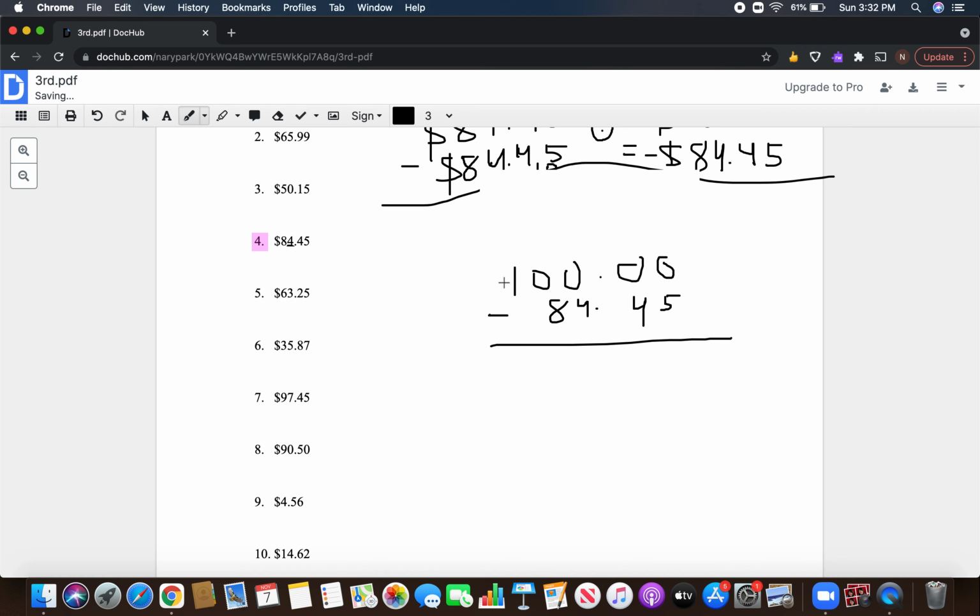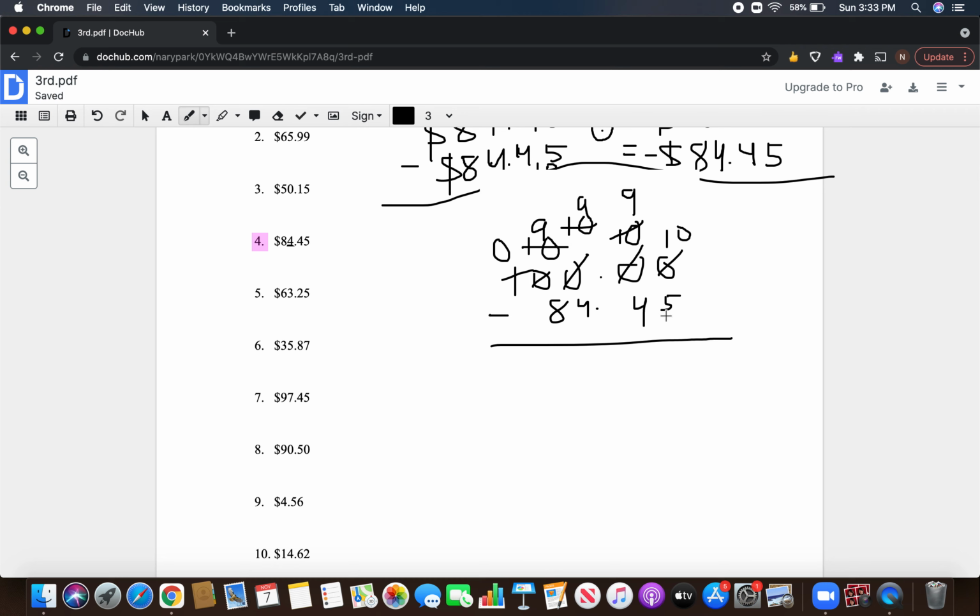We want to borrow from the 1, and that makes the 0 a 10, but we still can't do this, right? We want to start from this side. We can't do 0 minus 5, so we need to borrow from this too. 10 becomes a 9, and then the 0 becomes a 10, but we still can't do this, so we still need to borrow from this 10 right here, which becomes a 9, this becomes a 10, and we still can't do this, so we need to borrow from the 10, make it a 9, this becomes a 10. So now we can subtract, right?